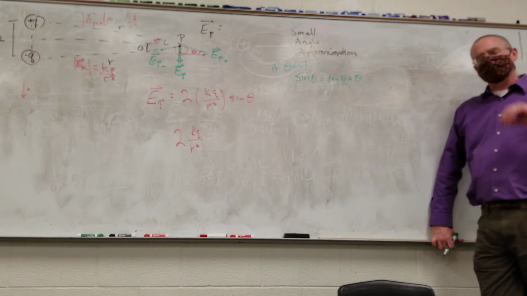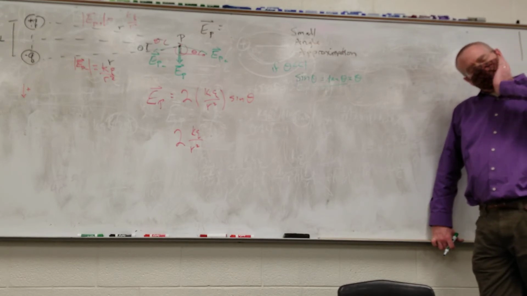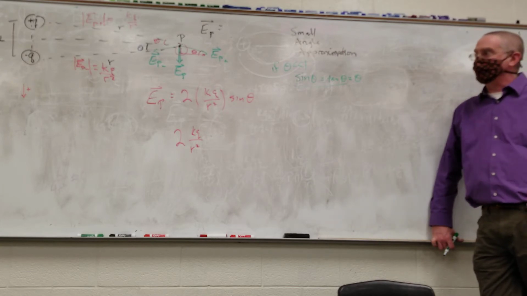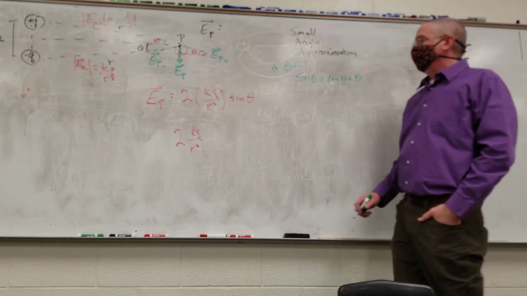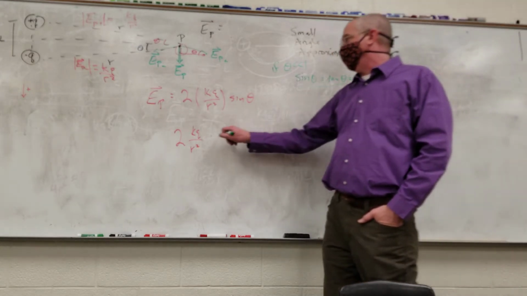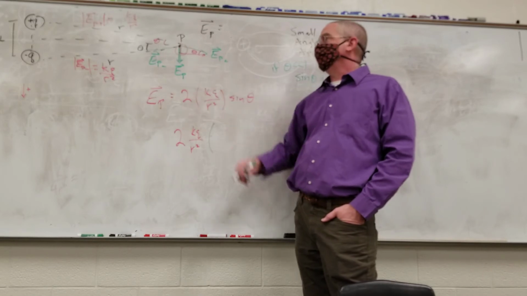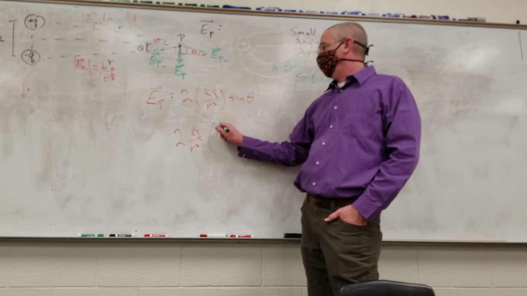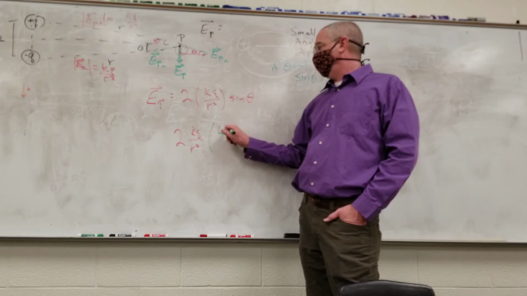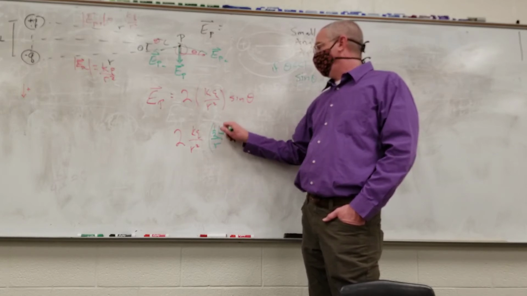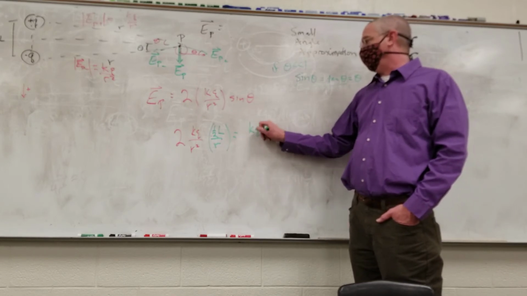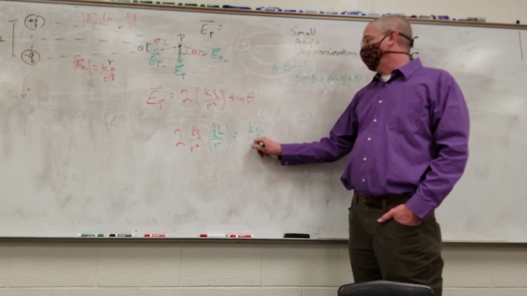Actually, we don't need to, sorry. In my mind's eye, I was making R the horizontal distance, not the hypotenuse. It would end up in the same place anyway. Sorry, that was a diversion. Opposite over the hypotenuse. What is sine of theta then? What is the opposite over the hypotenuse? Half L over R. So the 2 and the 1/2 cancel out. I'm left with kQL over R cubed.